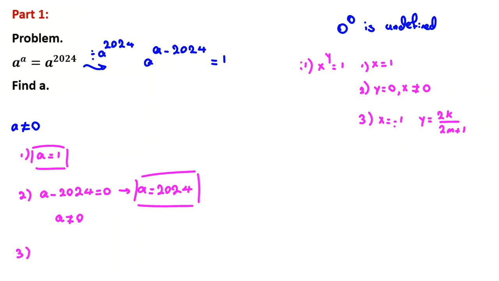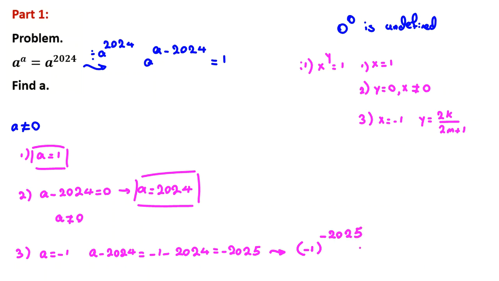Third case, x is negative 1. The base is negative 1, and the power should be even over odd. So if you check the power, A minus 2024 with A equal to negative 1 is negative 2025, and the power will be odd. And it's bad. Why? Because it will be negative 1 to the negative 2025, which is negative 1, and it's not good. So we found 2 answers for this problem. A is 1 and A is 2024.